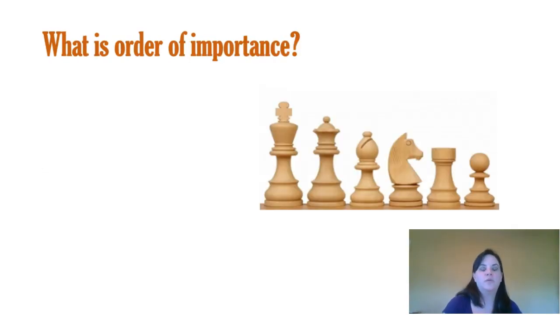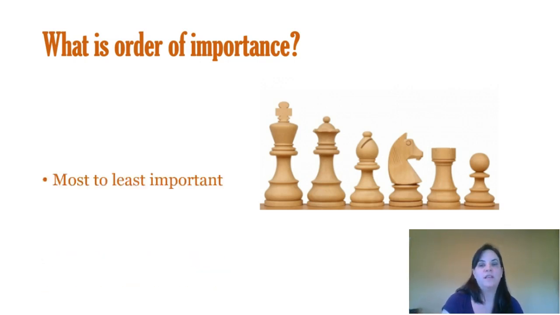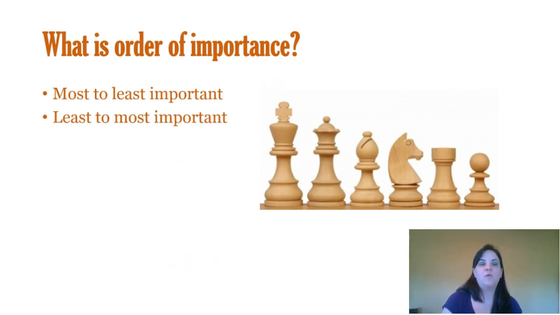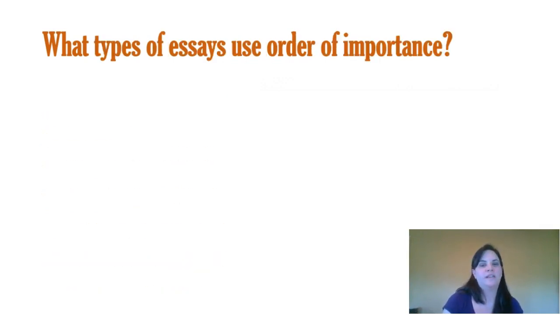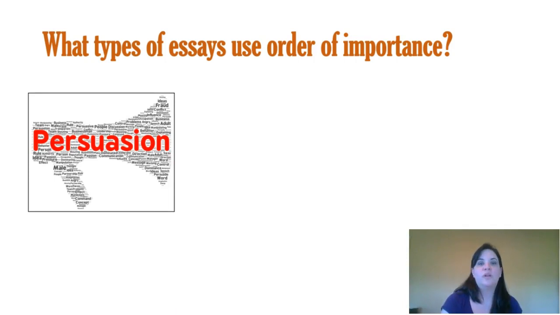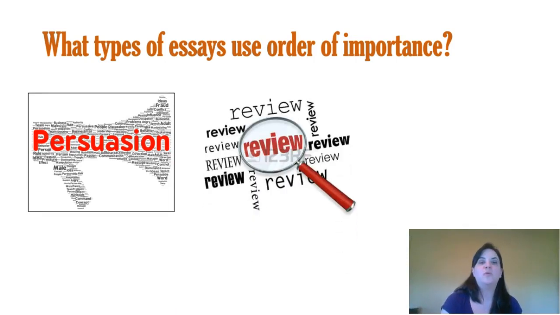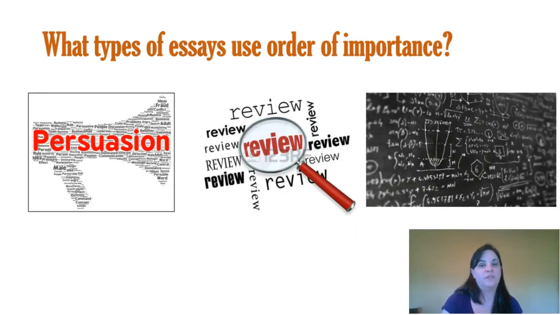So let's review order of importance. When you're using this organizational pattern, you will arrange your ideas in one of two ways, either most to least important or least to most important. But when would you use this when writing an essay? Order of importance tends to be a good organizational pattern for persuasive essays, when you're writing a critical review, or when you're explaining something that is very complex.